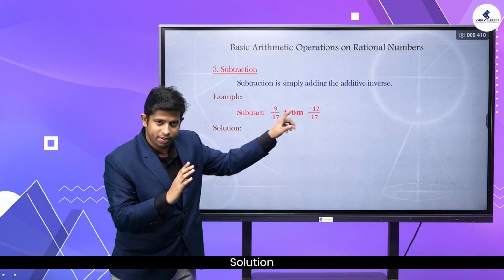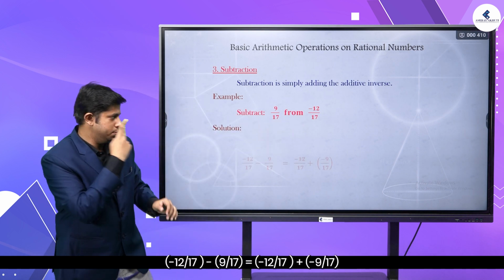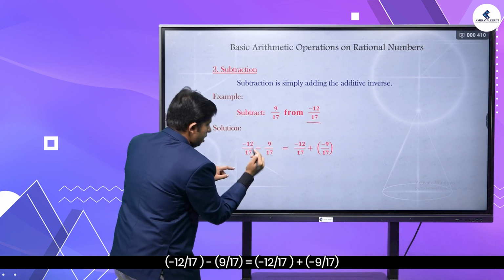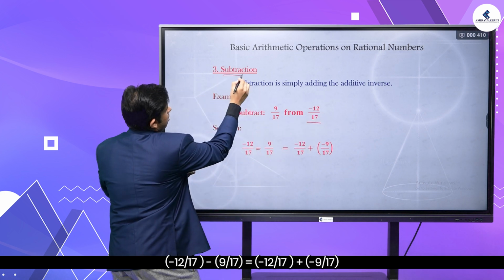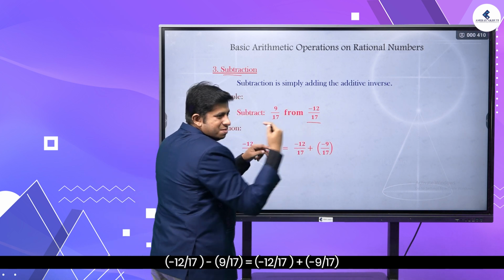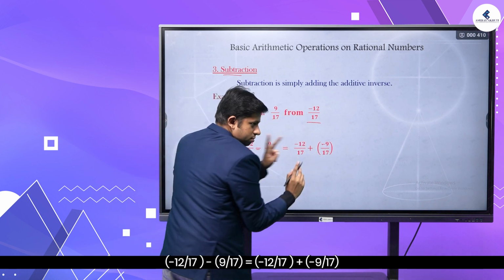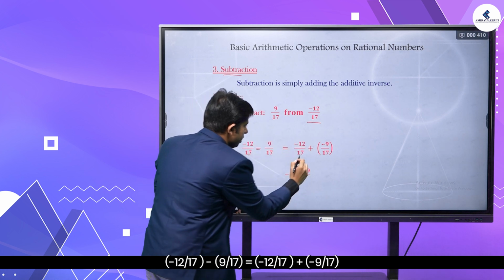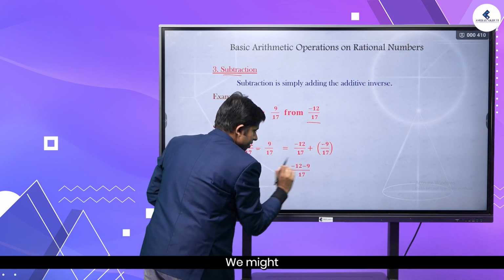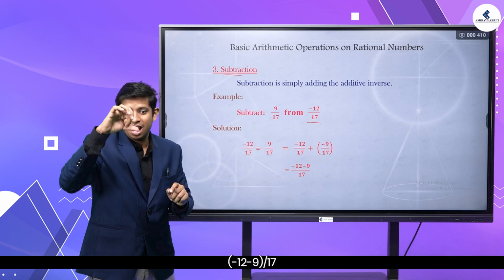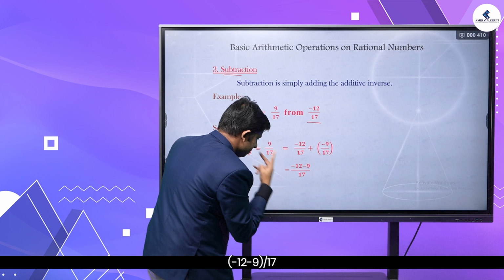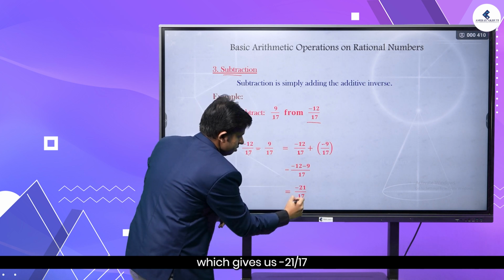Solution. Minus 12 by 17 minus 9 by 17 is equal to minus 12 by 17 plus of minus 9 by 17. So we know the denominator is the same. We add minus 12 and minus 9 over 17, which gives us minus 21 by 17.